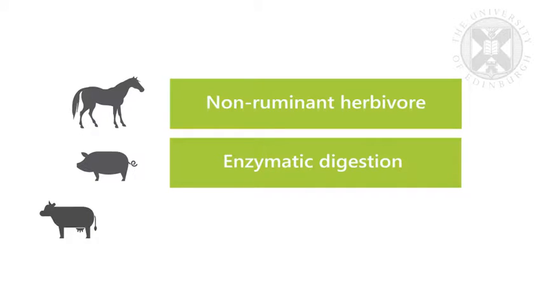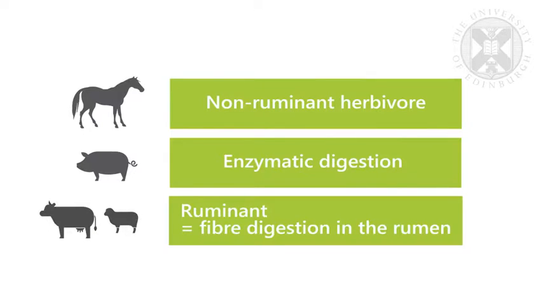In contrast, ruminants rely very much on fibre degradation, and this takes place in the rumen environment, which houses a large microbial population that breaks down the fibre and releases end products that the ruminant uses as an energy source. And this all takes place before what we call the gastric environment, the stomach environment. The horse sits somewhere in between these two. So it's a non-ruminant herbivore.